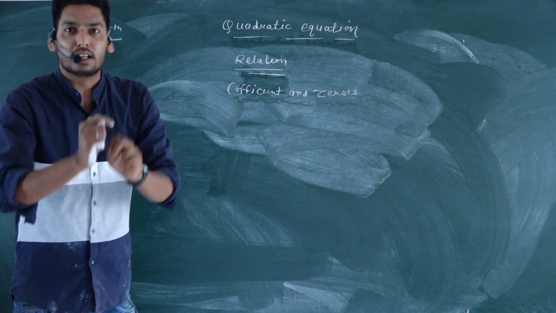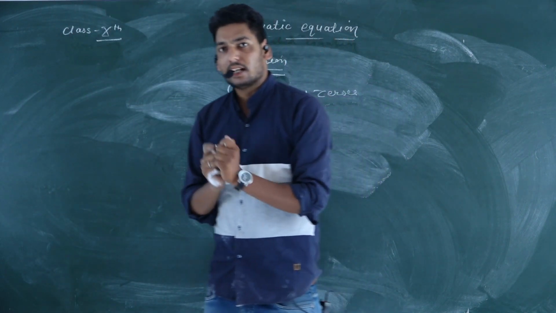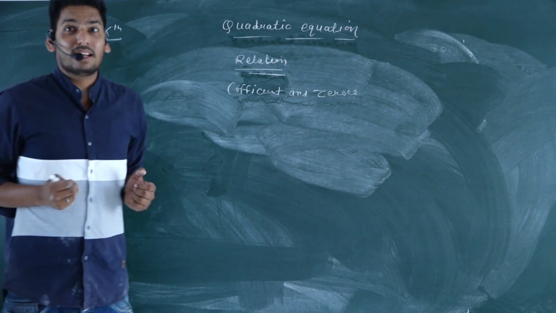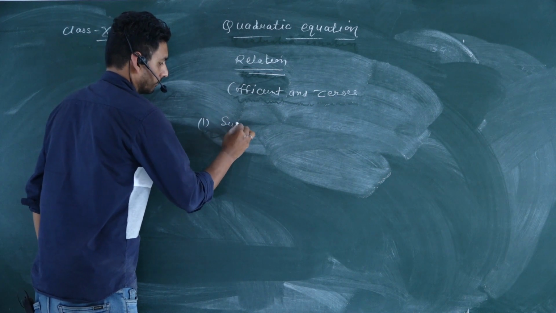Here are two types of relation between the coefficient and zeros. Which type of relation is here? Yes, students. First is the sum of zeros.